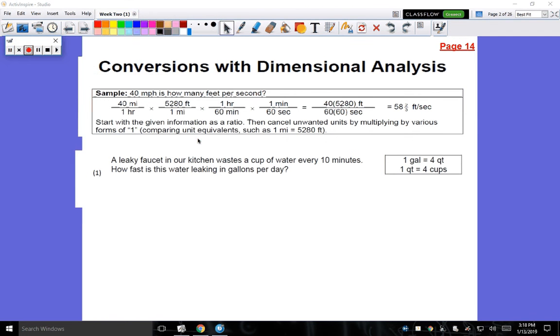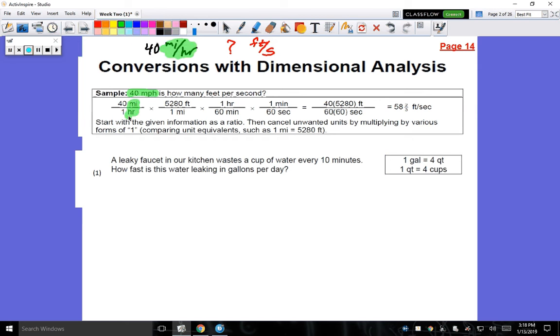Alright, so in this video we are going to be looking at dimensional analysis, okay? So we have an example here. It's 40 miles per hour is how many feet per second. So when you're given 40 miles per hour, we want to know how many feet per second this is equivalent to.